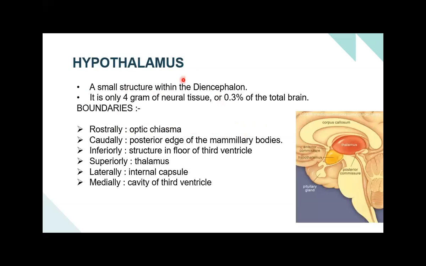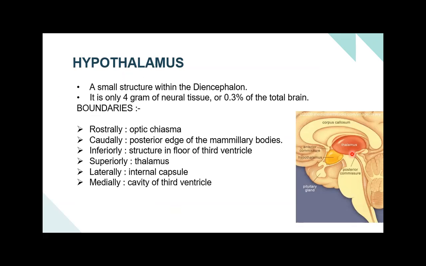Hypothalamus. The hypothalamus is a small structure within the diencephalon. It is about 4 grams of neural tissue, or 0.3% of the total brain. Boundaries: anteriorly there is the optic chiasma, posteriorly there are the mammillary bodies, inferiorly there are structures in the floor of the fourth ventricle, superiorly there is the thalamus, laterally the internal capsule, and medially the cavity of the third ventricle.